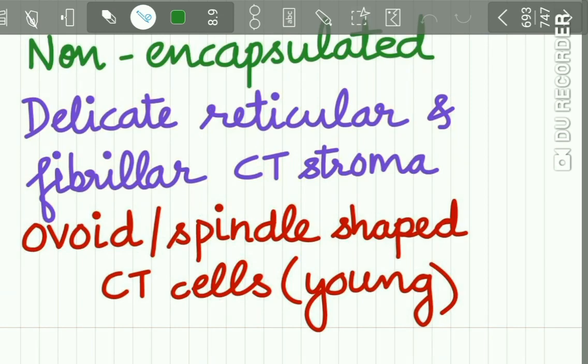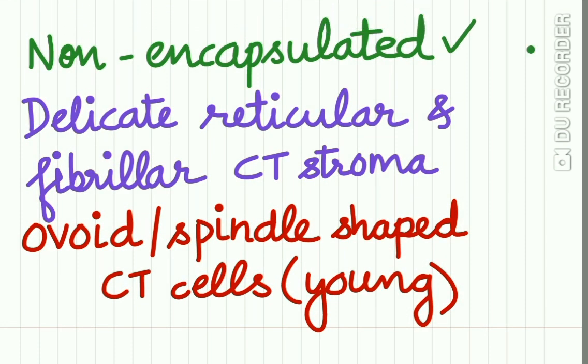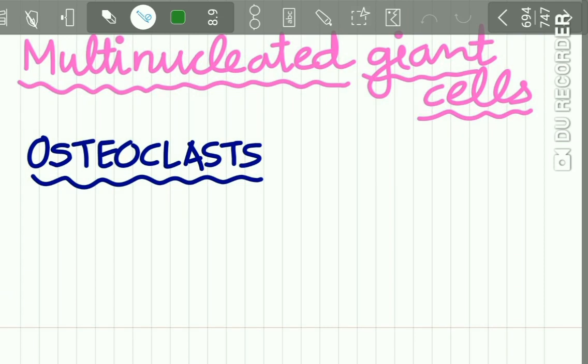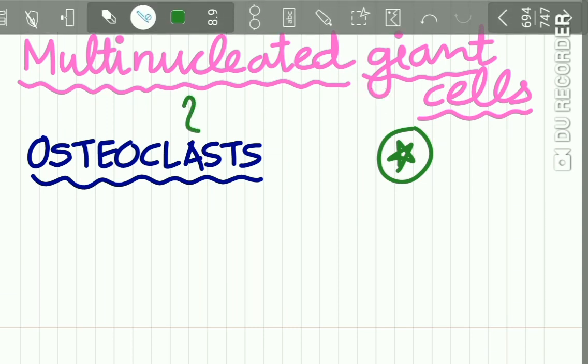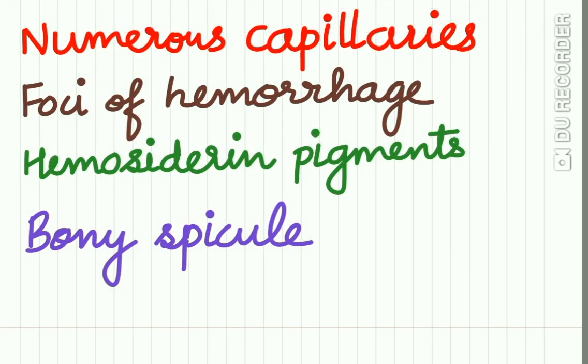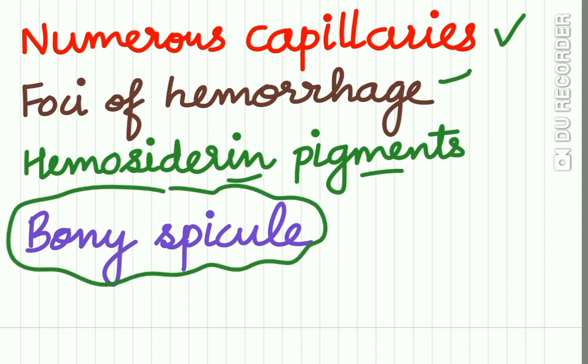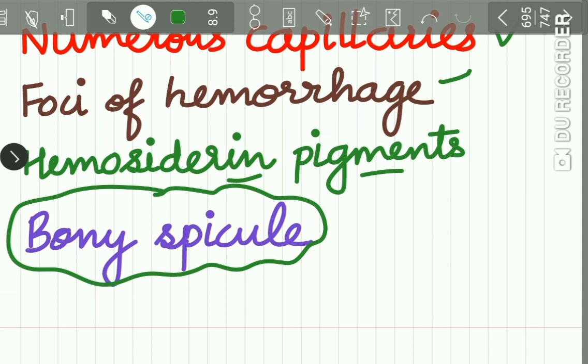Now the histopathology of the lesion: it is a non-encapsulated tumor showing delicate reticular and fibrillar connective tissue stroma with abundant ovoid or spindle-shaped young connective tissue cells. The most prominent feature is the presence of multinucleated giant cells which may closely resemble osteoclasts. Also, you can see numerous capillaries in the peripheral area of the lesion, and foci of hemorrhage and hemosiderin pigments. Sometimes there is development of a bony spicule within the tissue of the tumor.